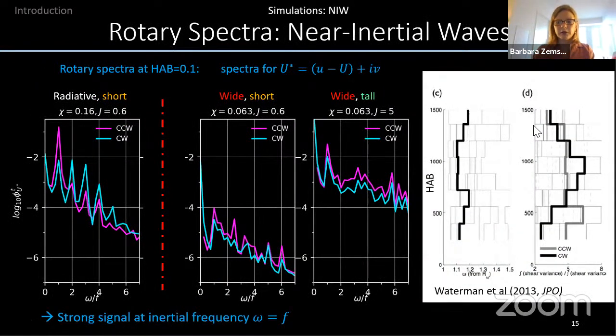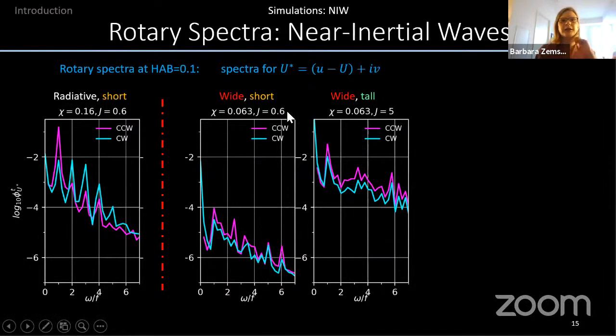So we also briefly looked at the rotary spectra and tried to identify where this inertial signal comes from. Here I'm plotting the inertial rotary spectra at a height above the bottom of 0.1. In the radiative regime for short topography, so the shortest topographic H naught that we had, we see this inertial peak, and we also see other sub-peaks at the higher harmonics, which are reminiscent of some sort of triad interactions that occur. We can also look at the bispectra to see that resonant interactions do indeed occur in this regime. However, for the wide and short topography, the inertial signal is a lot less, so we're not seeing very much inertial wave generation at all in this regime.